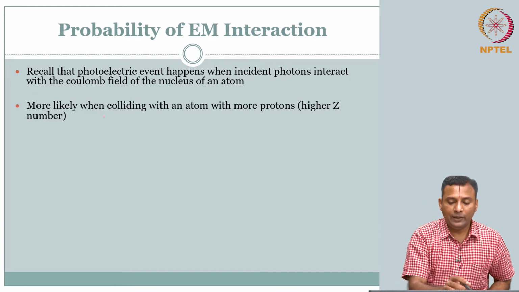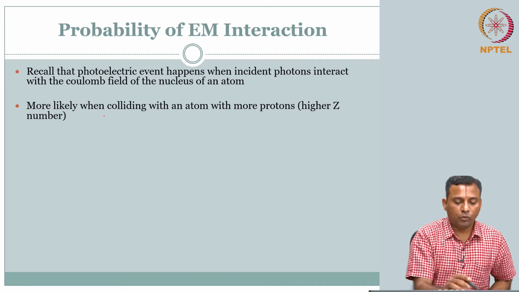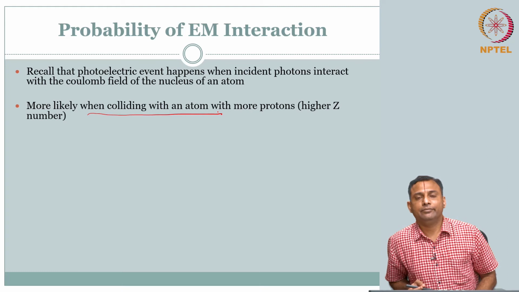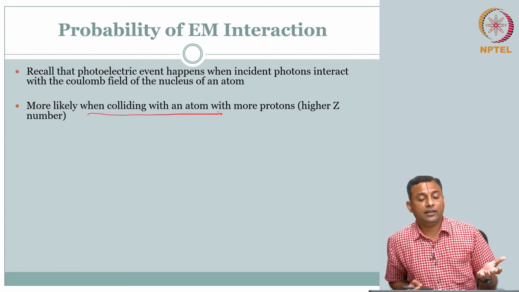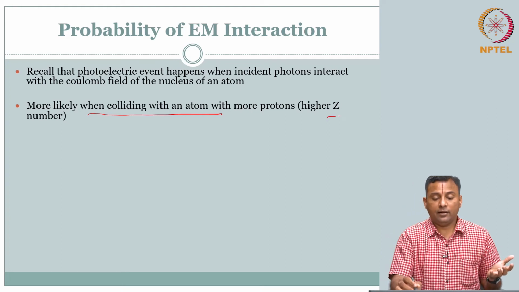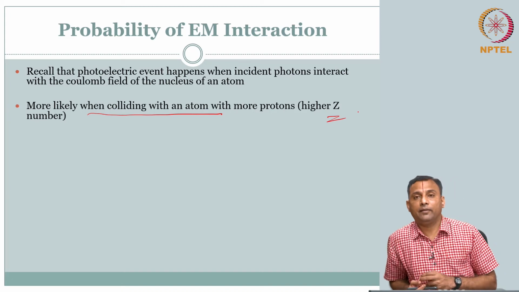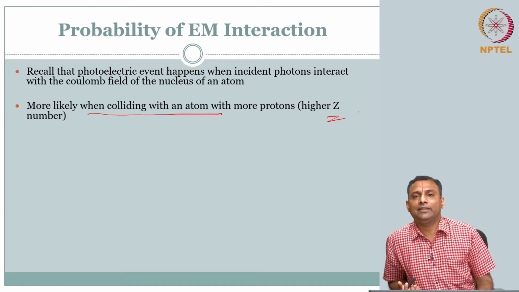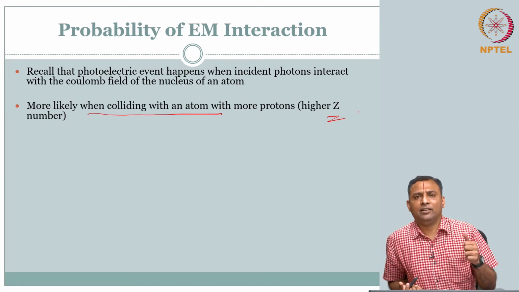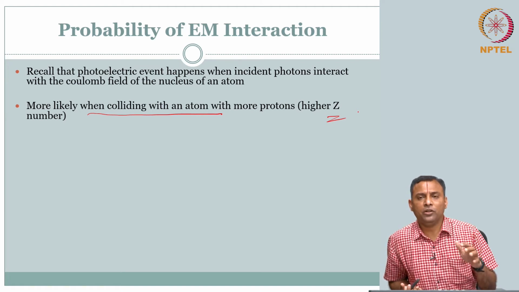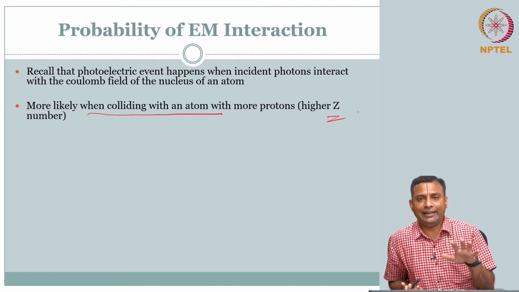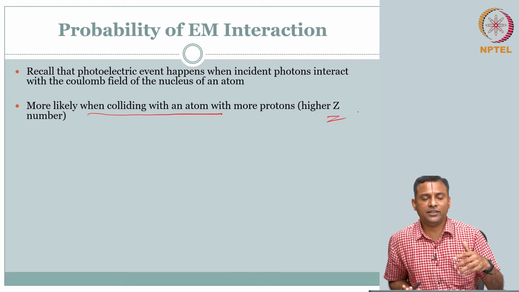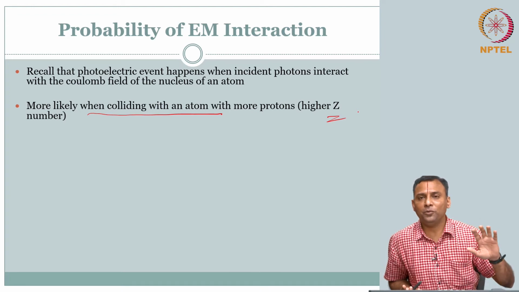So it is more likely when colliding with an atom with more protons. So that means if it is a higher Z number, then you are maximizing the chance. So it's all a very first-order rule of thumb. We are not going to derive the details, because whole fields of physics are doing all this. So we are not going to do that.